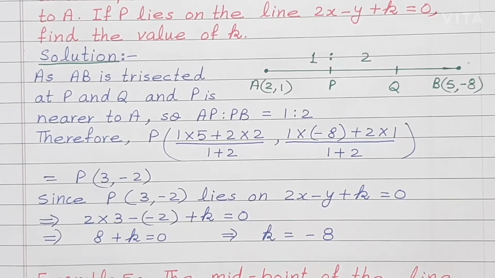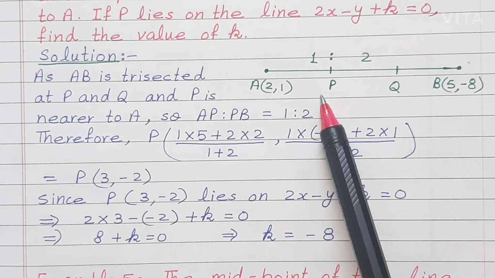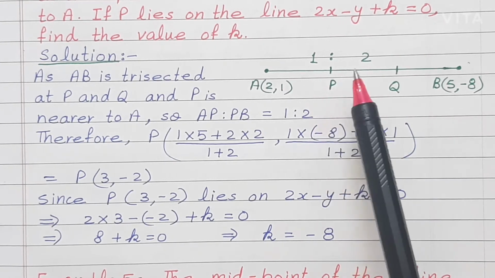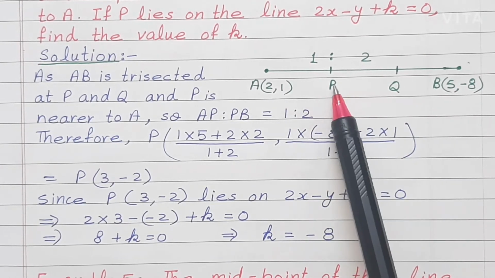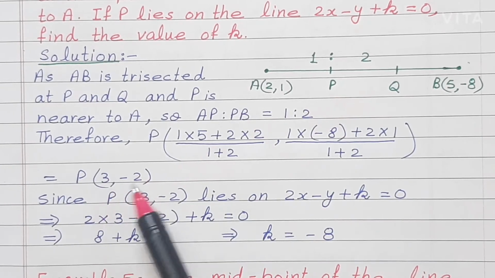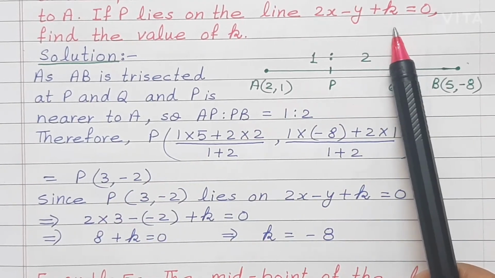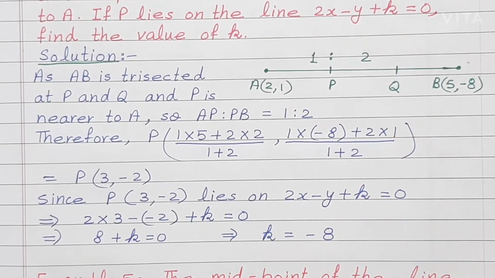I repeat what we have done. We have just calculated the value of P here. After that, we put the value of P, that is x and y, in the given equation. And the value of k is -8.